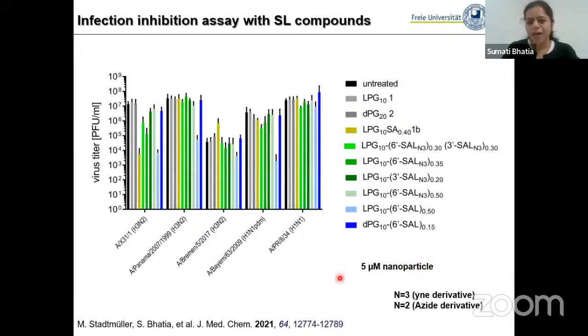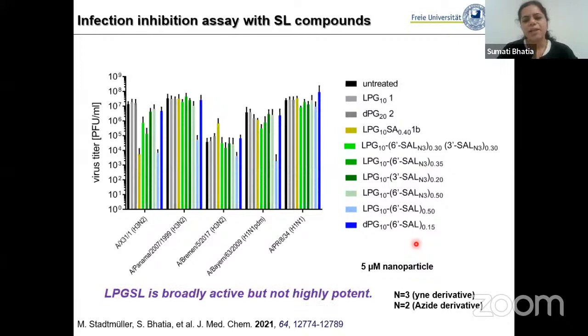But still, we needed a 5 micromolar concentration of this compound. Although we got some broad activity, and some of these results were published in JMedChem also last year, this compound was not highly potent. So our idea was to prepare a highly potent compound, which is broadly active and highly potent as well.